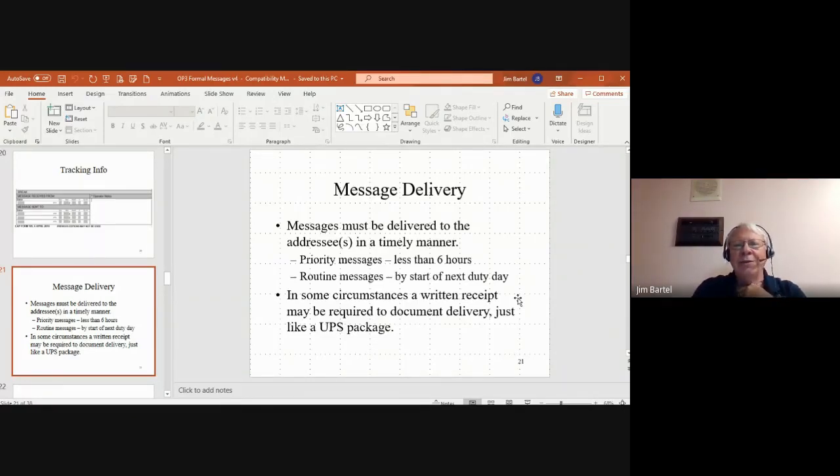So if anybody comes back to us and says, hey, we never got this information, you can look up your copy and say, yeah, I gave it to this person at this time. So yeah, we do get signatures on here at times. Again, that's a local practice. It's not a required practice, but it's a good one to get in the habit of.